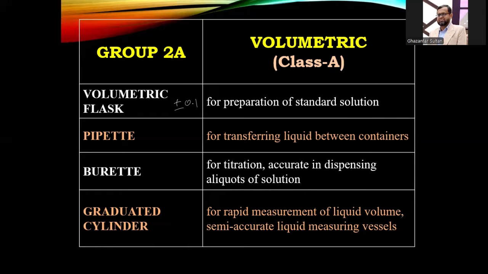Pipettes. Pipettes are used in transferring the liquid between the containers, and it is used in titration for transferring the content that should be taken into the conical flask. So from one flask to another flask, pipette is used. We have different types of pipette that we will see in the diagram later on. And it also has very high accuracy, that is plus minus 0.1.